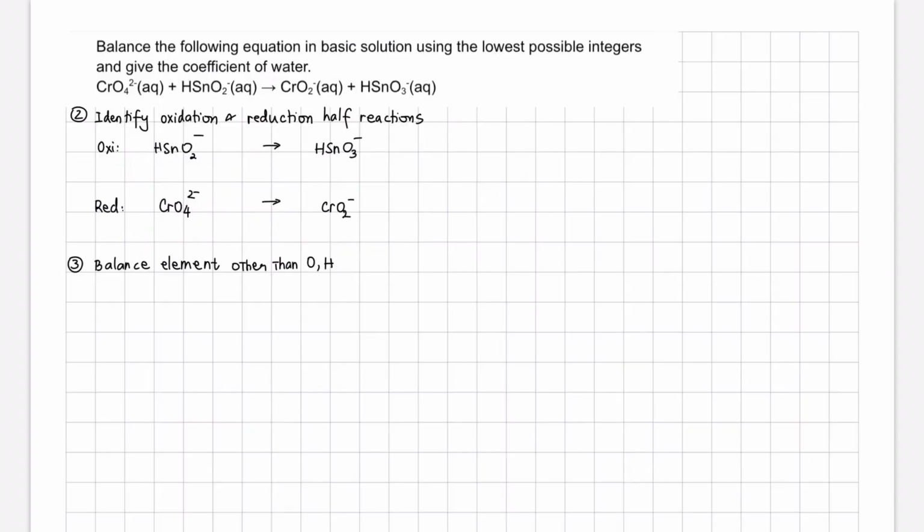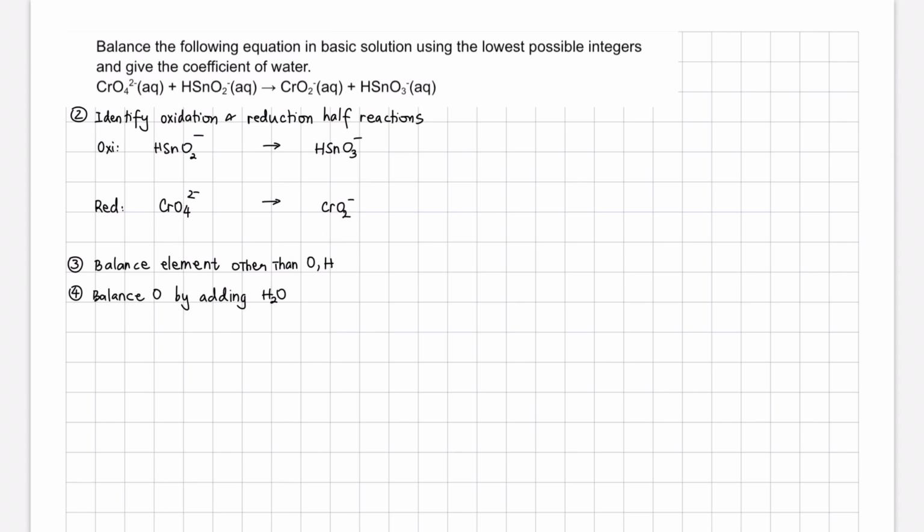Moving on to the next step, we'll start by balancing the elements that are not oxygen or hydrogen. So for the oxidation half, we see that on the left, we have 1 Sn, and on the right, we also have 1 Sn, and it's already balanced, so there's nothing we need to do. Moving on to the reduction half, we have 1 chromium on the left and 1 chromium on the right. So again, it's already balanced.